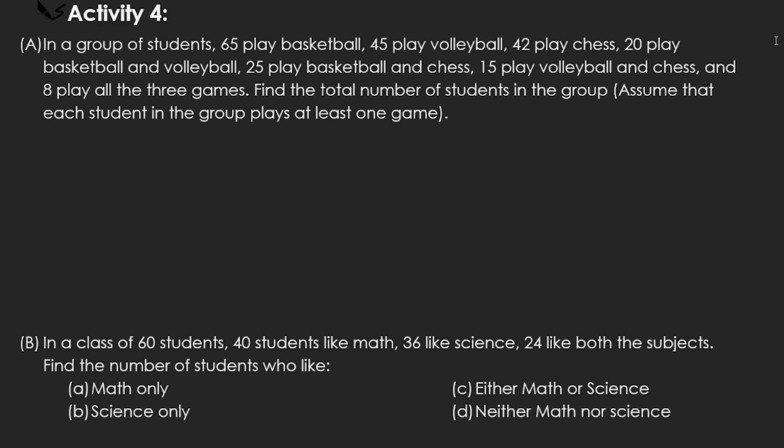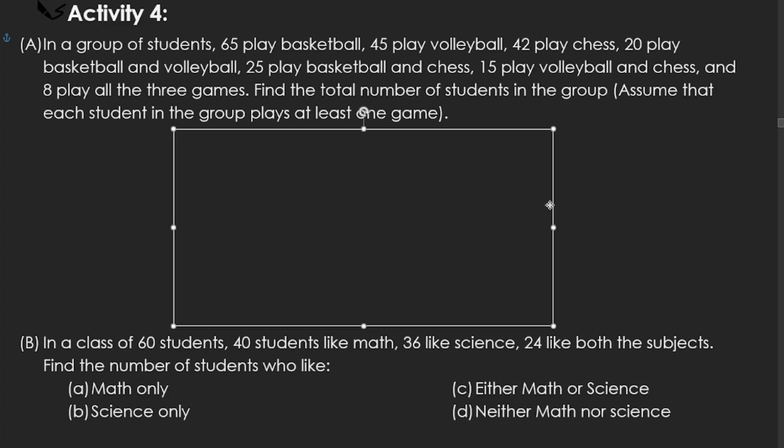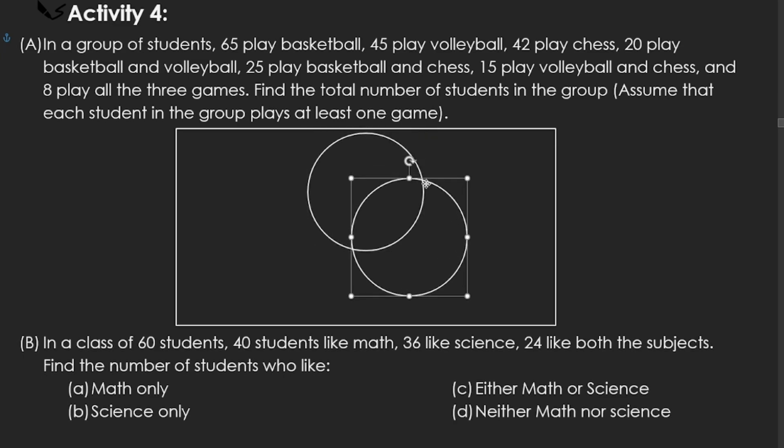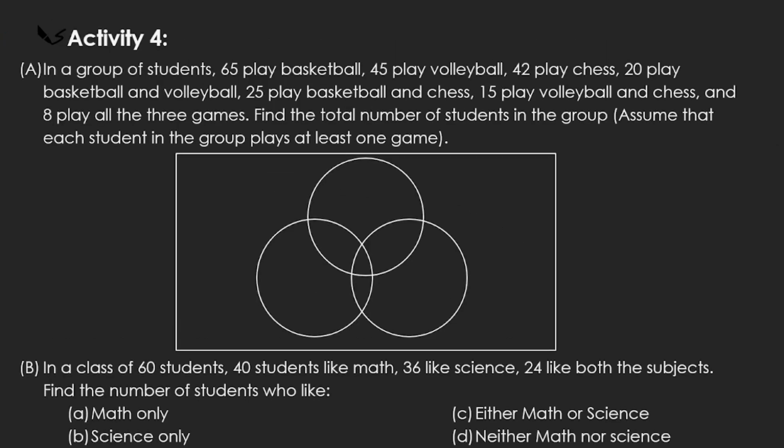Let me just draw the Venn diagram for this. A rectangle for our universal set, a set for those who are playing basketball, a set for those who are playing volleyball, and another one for those who play chess. And there's our Venn diagram. Our rectangle is all the students who are participating in a kind of sport. We have a set for those who are playing basketball, volleyball, and chess.